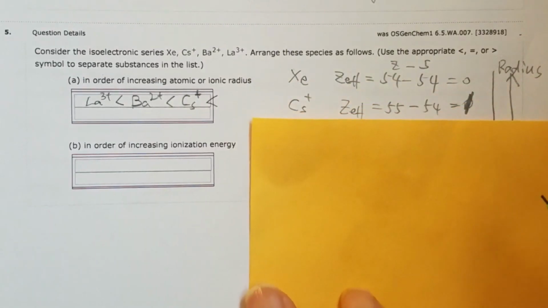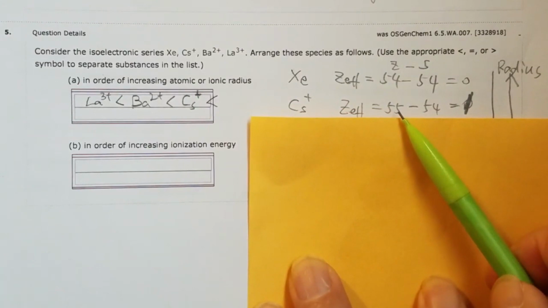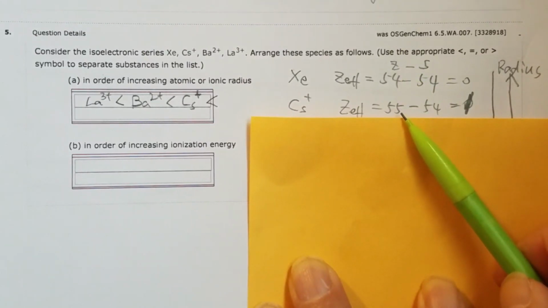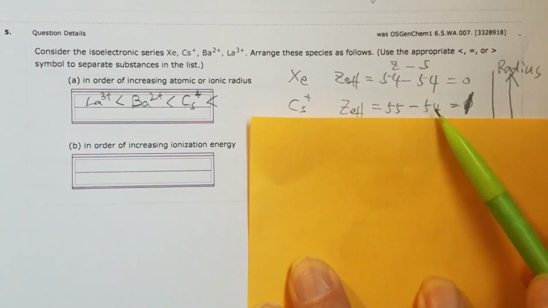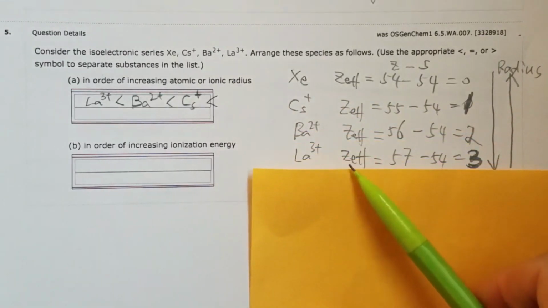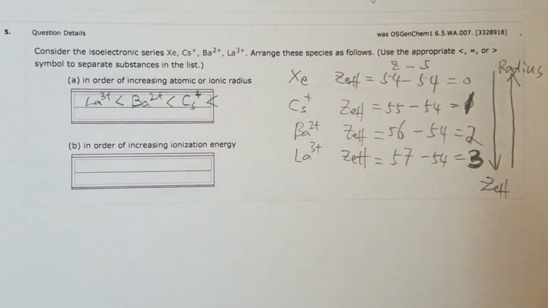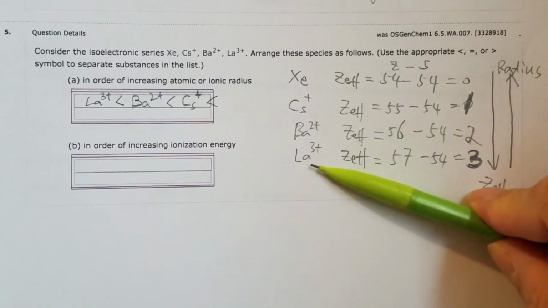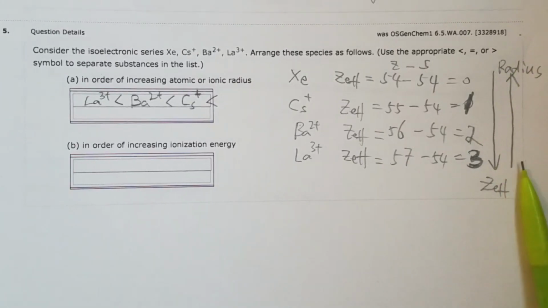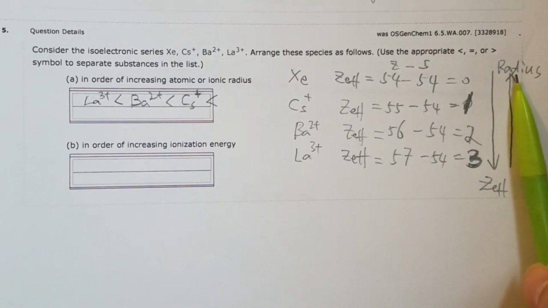And then cesium, atomic number, or so the number of protons is 55. So you get that from the periodic table. And then the number of core electrons, still 54, should be the same as the xenon's. So therefore, it's 1. Then you can work on barium 2 plus and lanthanum 3 plus. Yeah, you can see from xenon all the way down to lanthanum 3 plus, the Z effective increases.